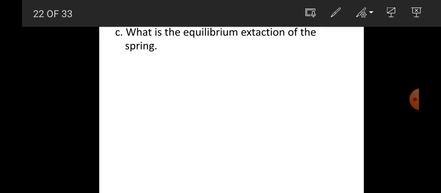So next question. C. What is the equilibrium extension of the spring? The equilibrium extension of the spring from Hooke's law.